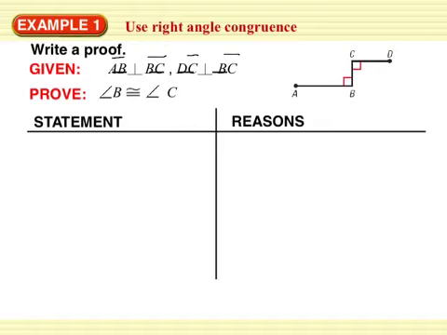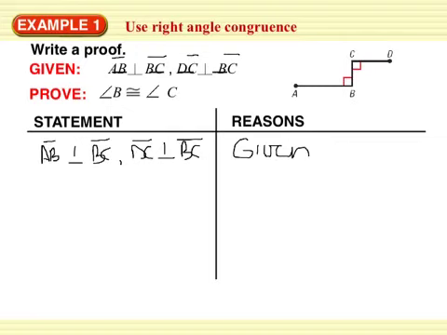Okay? So let's look at this. I have some statements here. First of all, we have to write down our givens. So I have segment AB is perpendicular to segment BC, and segment DC is perpendicular to segment BC. Okay, my reasons are, yes, those are all given. All right, what else do we know?